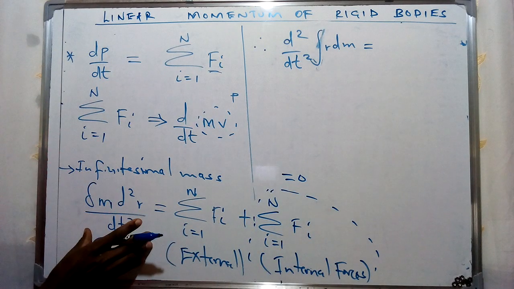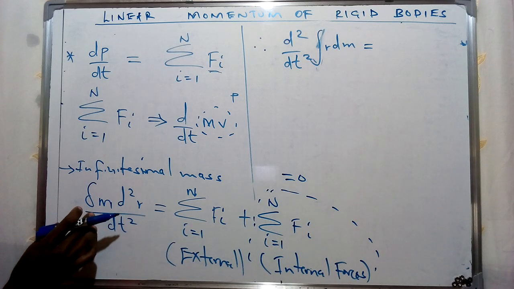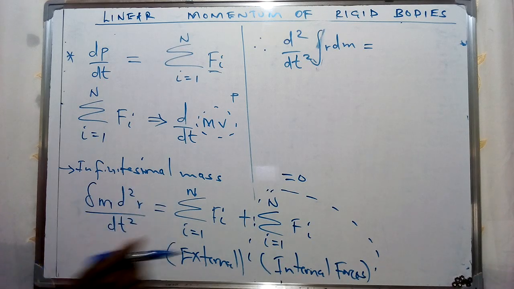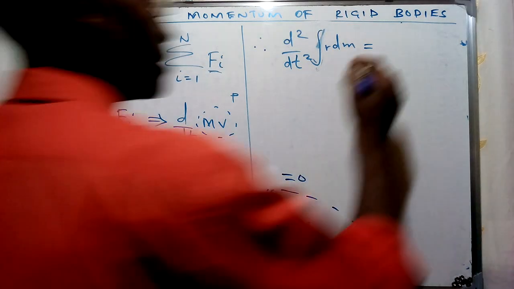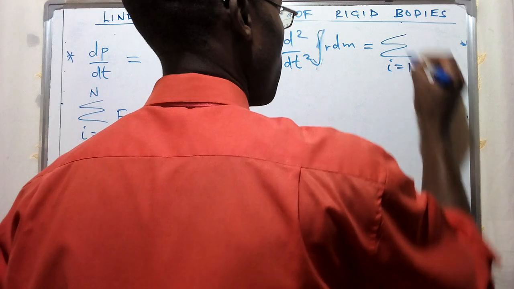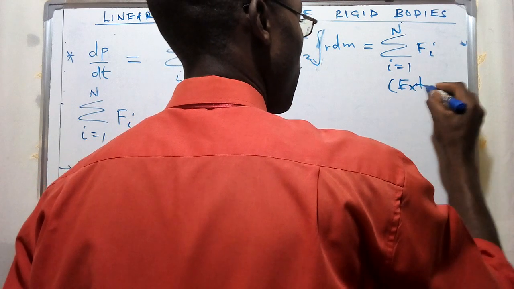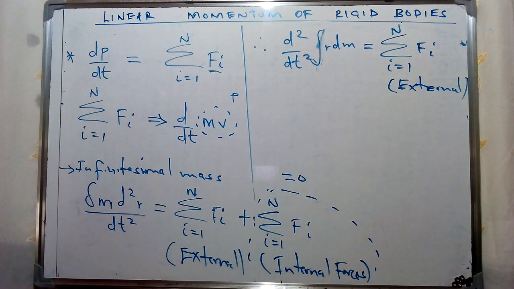So therefore, this specific summation, this specific product of the infinitesimal mass and the second derivative with respect to the position vector, is going to give us the external forces, which are given in terms of the summation of forces from the first to n of the external forces, given in this particular case as this representation.